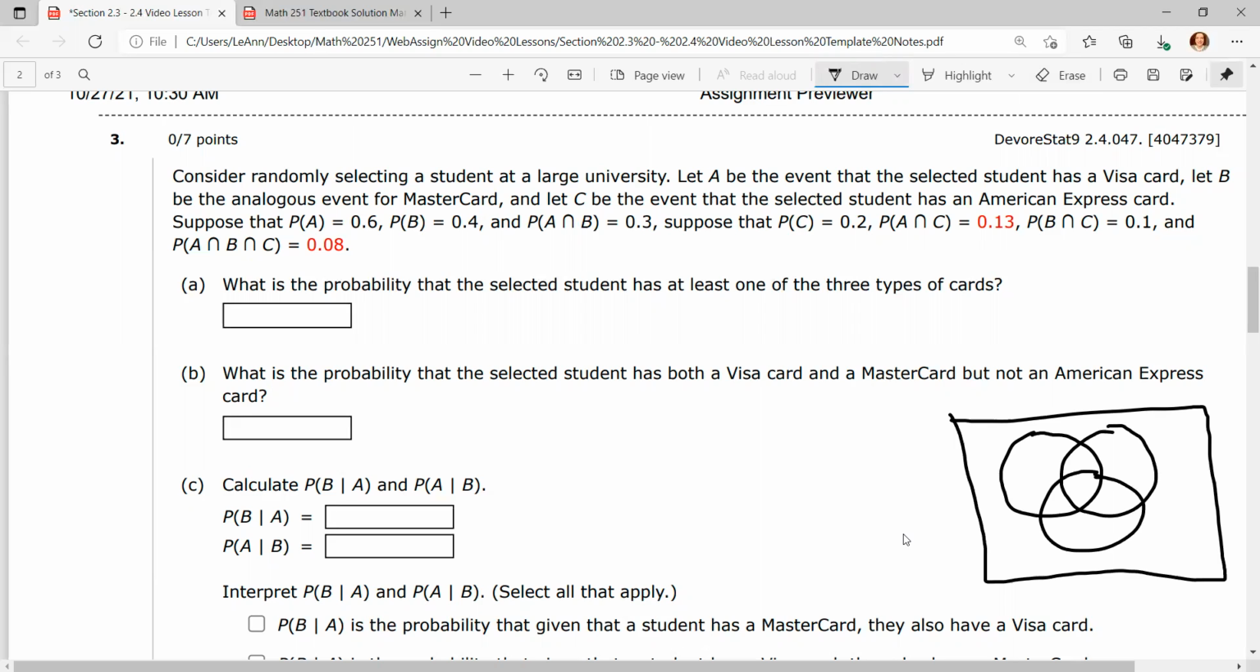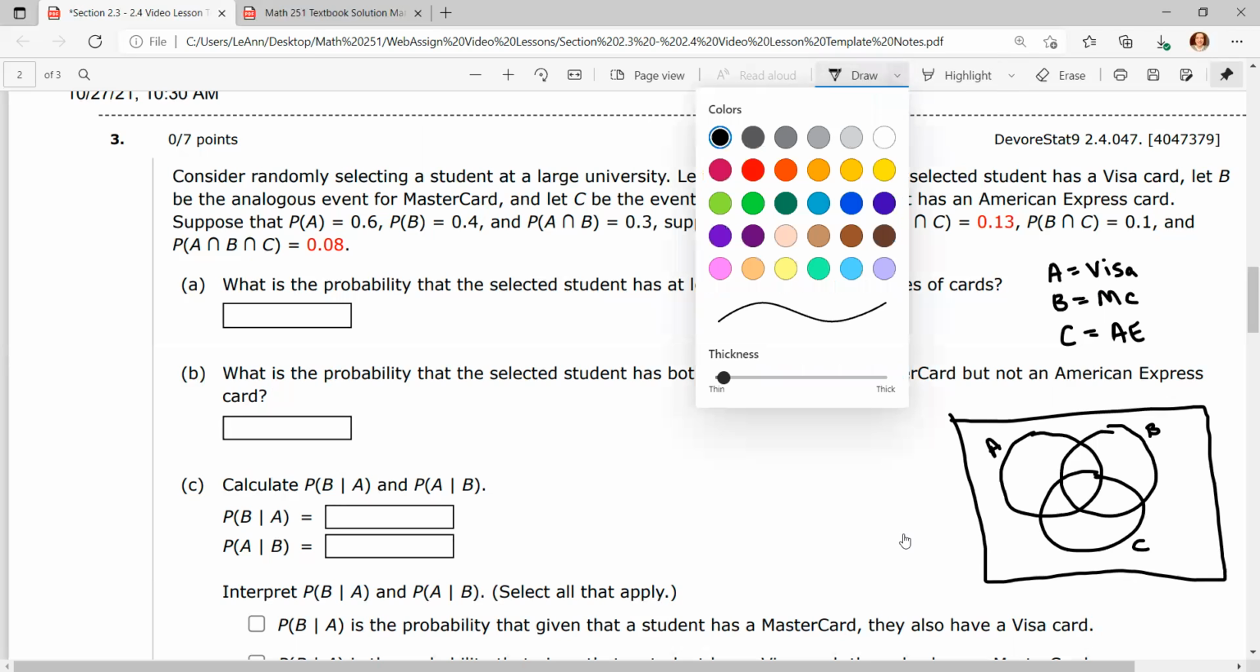And I'm going to name these just like they did. They're A, B, and C, but I'm going to write myself a little memo over here that A is a Visa, B is a MasterCard, and C is an American Express, just to help myself with how they ask the questions, to make sure I can tie those letters back to that. So let's put in 0.08 in the middle.